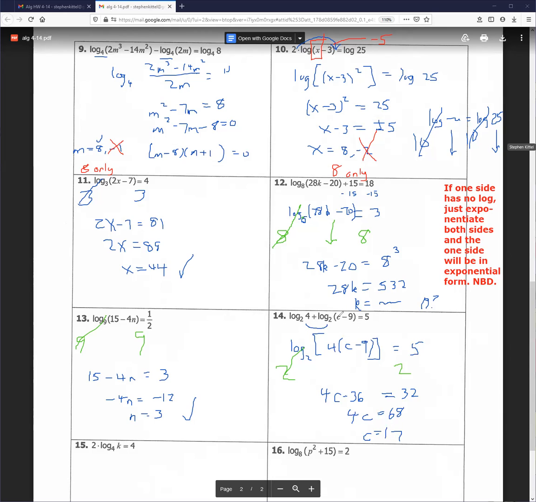Sanity check, can we plug in a 17 here? 17 minus 9 is 8. Yes, yes we can.